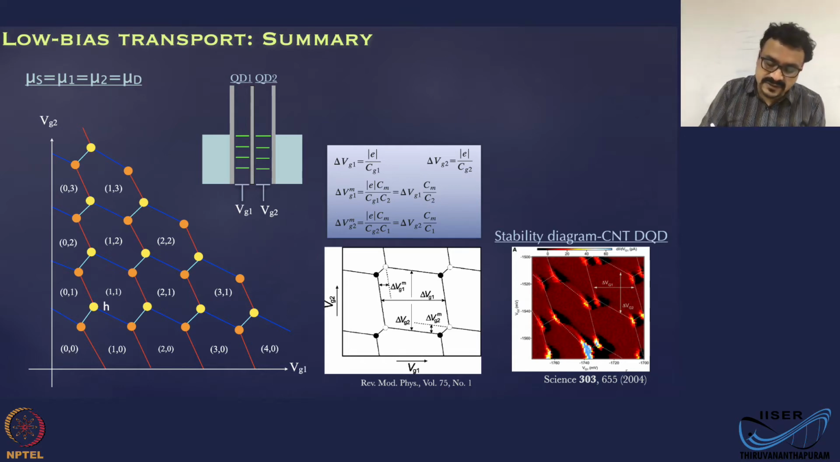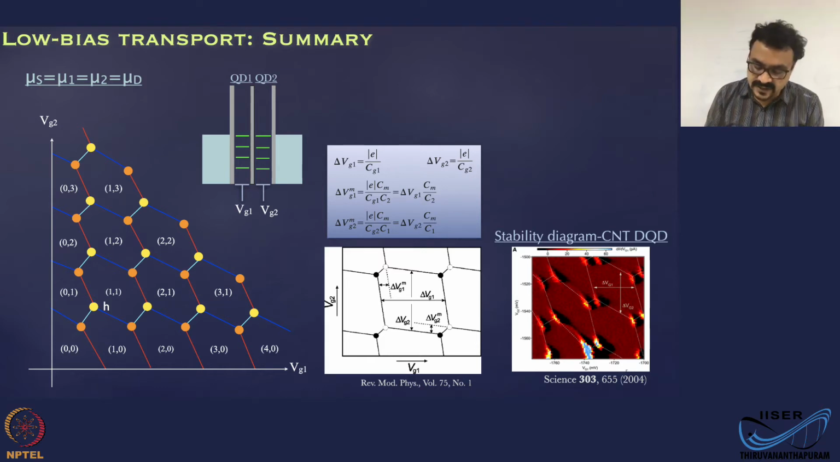And what we found is, in the VG1, VG2 space, you have hexagonally arranged points of non-zero current. And inside the hexagons, the current is zero. We also found that the charge configuration inside the hexagon is a constant (n, m), where this (n, m) could be any number starting from 0. When it is (0, 0), there are no excess electrons on either of the dots.